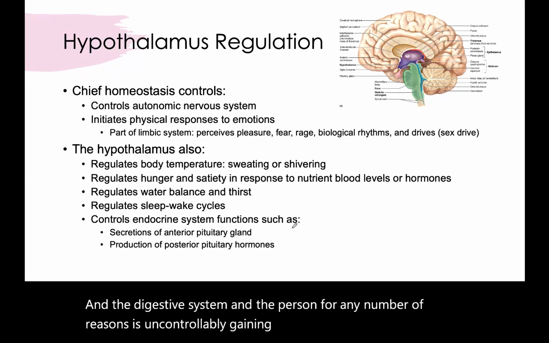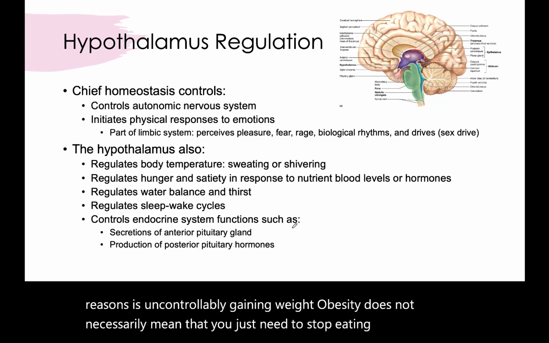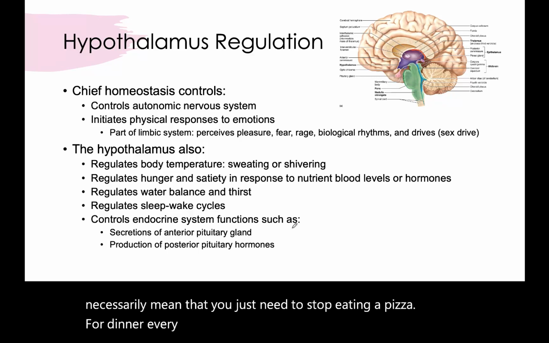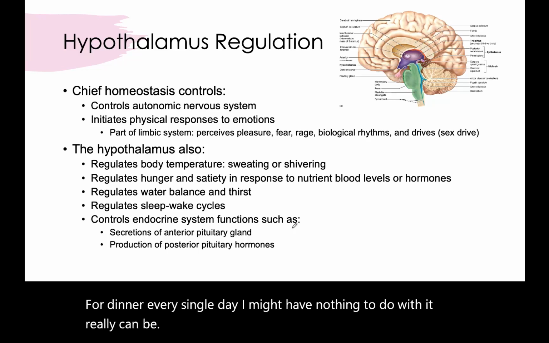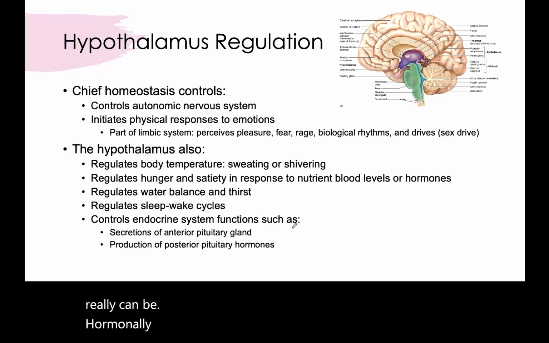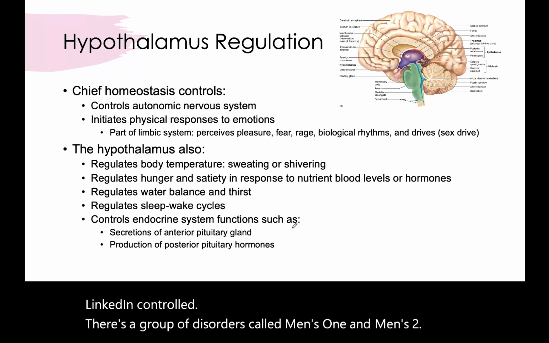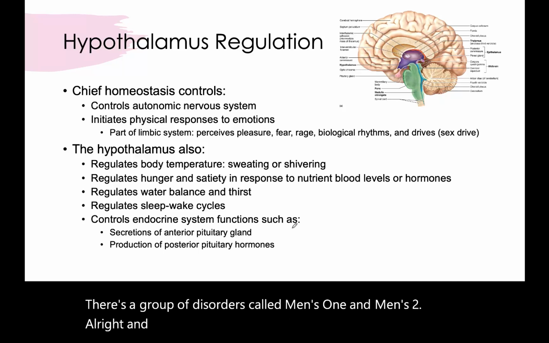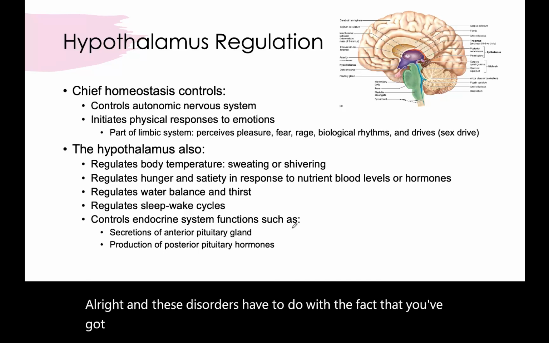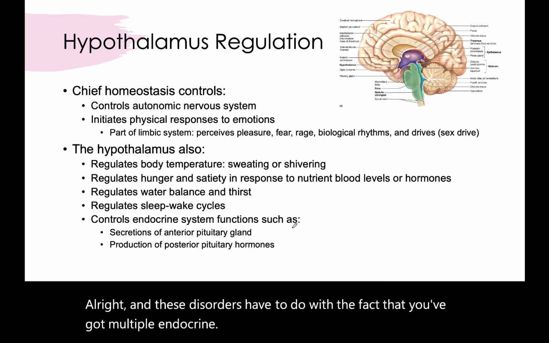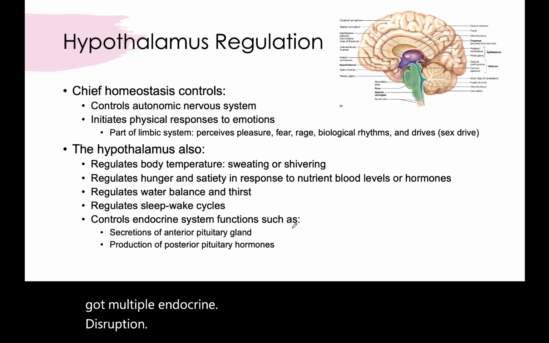Obesity does not necessarily mean that you just need to stop eating a pizza for dinner every single day. That might have nothing to do with it. It really can be hormonally linked and controlled. There's a group of disorders called Men's 1 and Men's 2. All right. And these disorders have to do with the fact that you've got multiple endocrine disruption, right? Within the endocrine system, and a lot of that comes back to the hypothalamus.